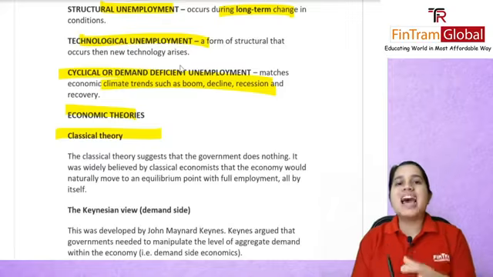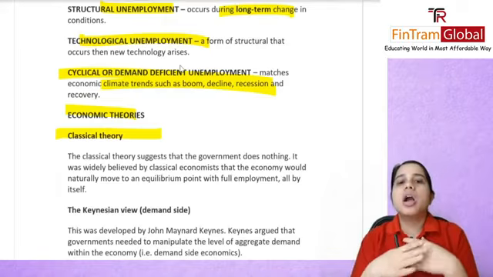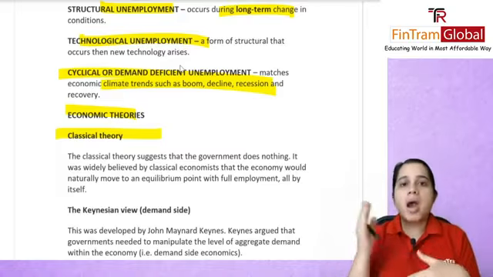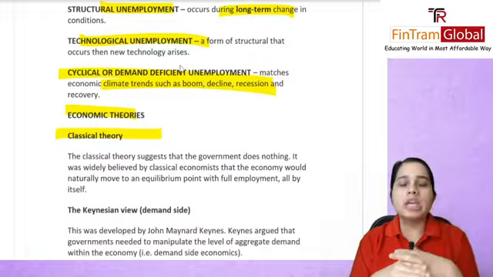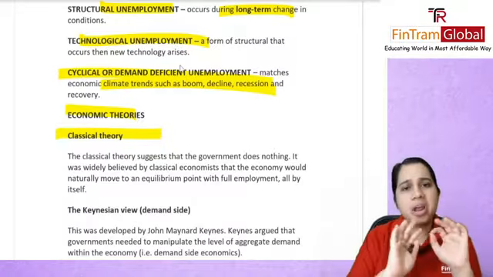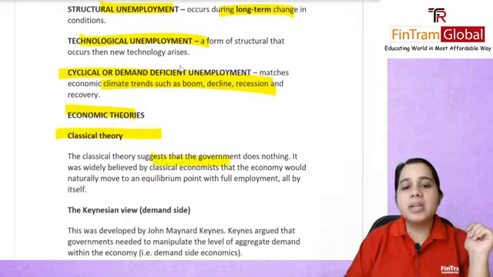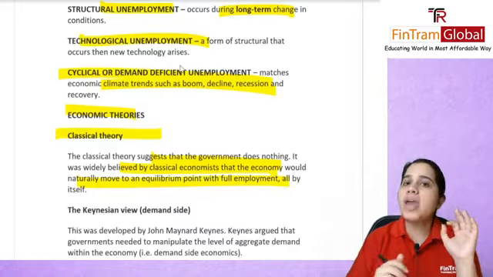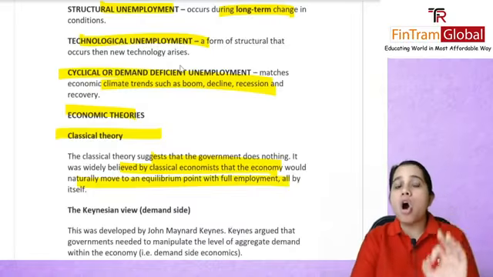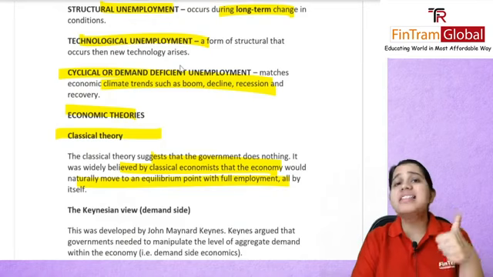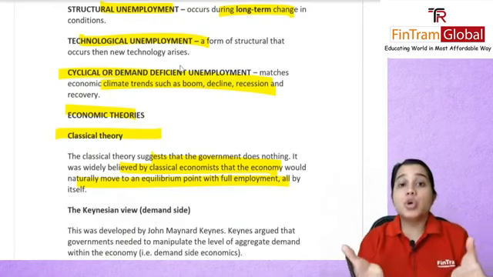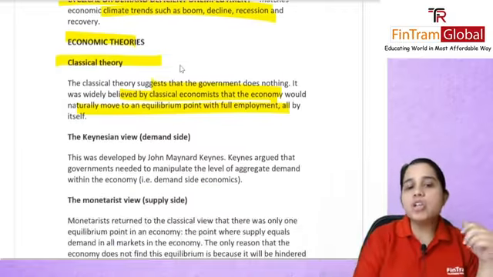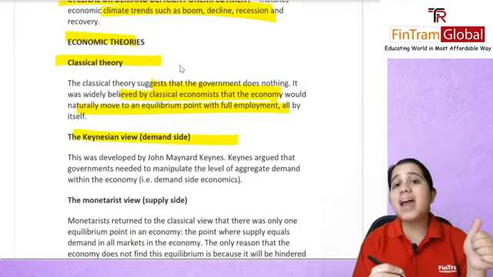Firstly, we talked about the classical theory, who said that government does not need to intervene. They said, on its own, demand and supply will come together at the equilibrium point, and as such the government does not have to do anything. The classical economists believe that the economy will naturally move to equilibrium with full employment on its own. But of course, the Great Depression happened, and this theory proved itself to be sort of useless. And then you had your Keynesian view, or the demand side, which was given by Keynes.